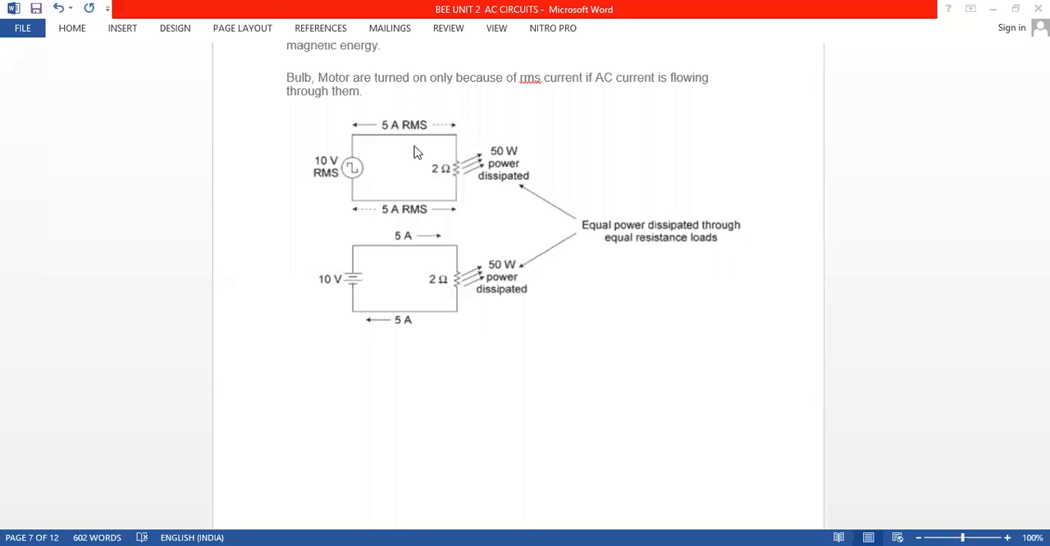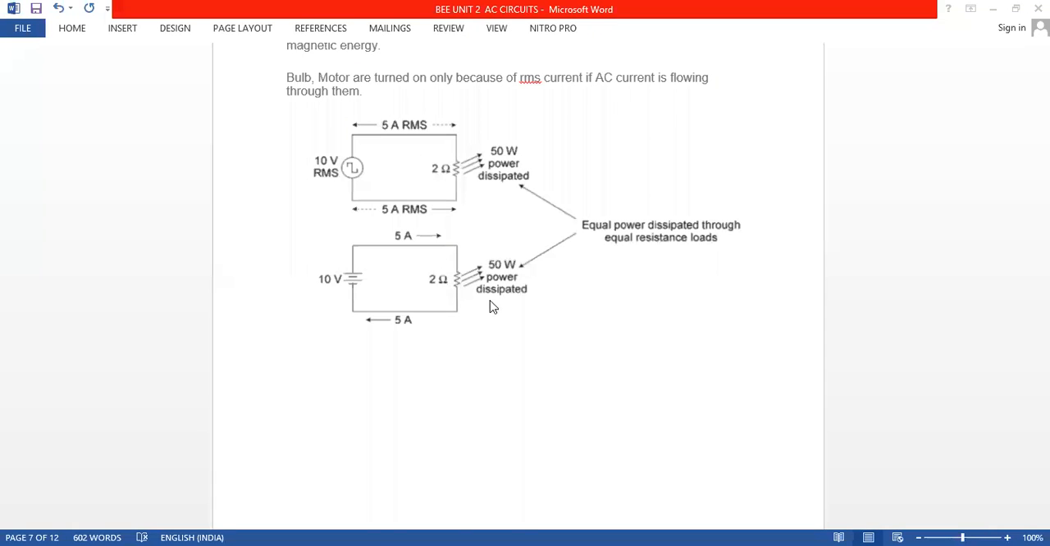RMS current only can flow through the wire, and when it flows through the wire, what's going to happen? Power is dissipated. Power dissipated means, the real name is, heat energy is created. How much power is created? 50 watts. And when DC current is flowing, it is also 50 watts, so we say RMS current will perform the same amount of work which is done by the DC current.